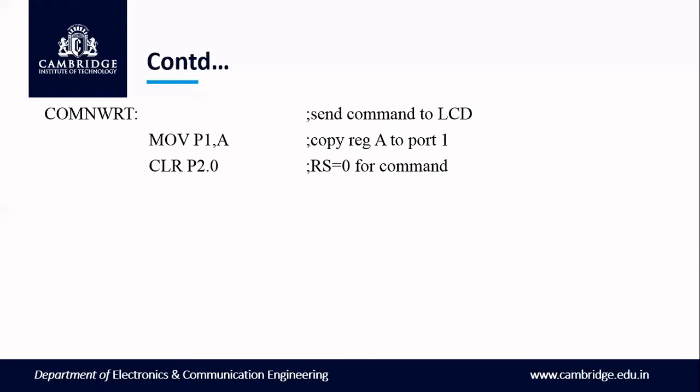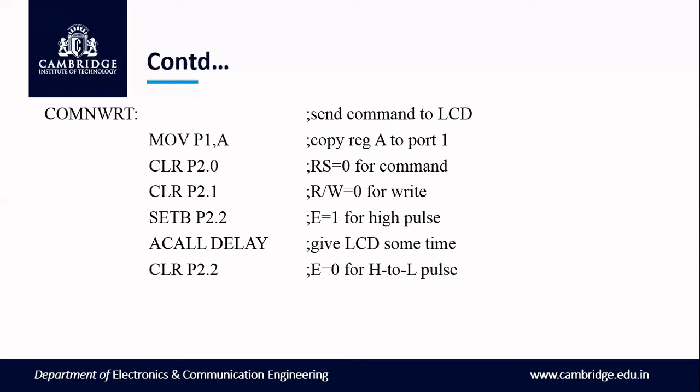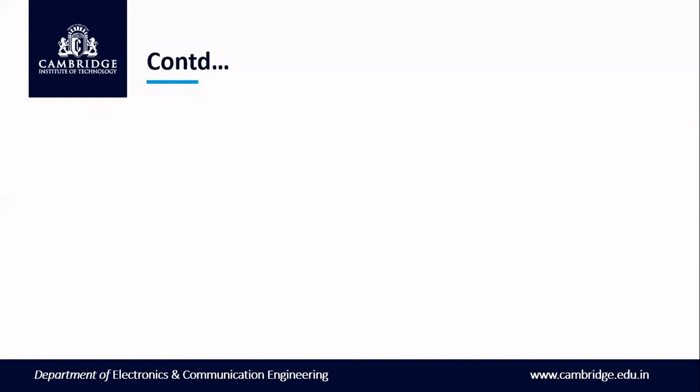To write this command code, we need to make RS as 0. So you are clearing P2.0, which stands for RS. And you are clearing P2.1, which stands for read/write, 0 for writing operation. Then you are setting P2.2, that is, you are making enable 1 as a pulse for enabling the functionality of the LCD. Then you are calling delay. Then you clear the enable, meaning you are disabling the display, and you are returning back. Returning back, again you are entering some more codes like that.